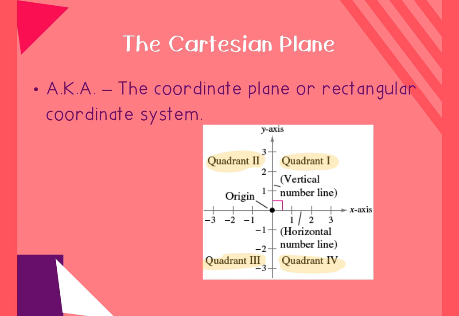The horizontal line is your x-axis. The vertical line is your y-axis. And then where they cross is called the origin.